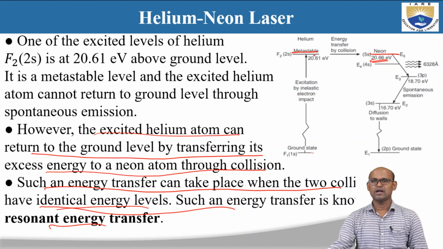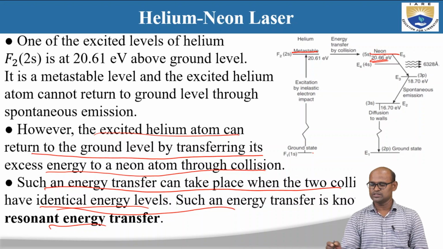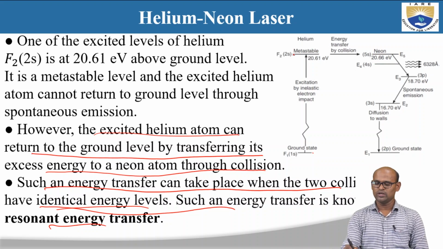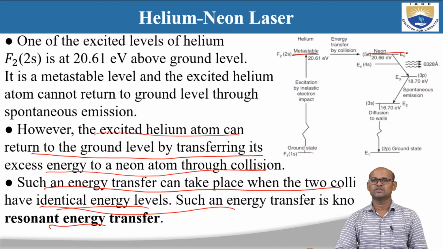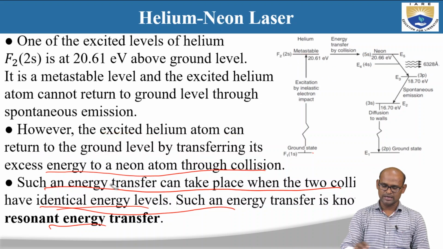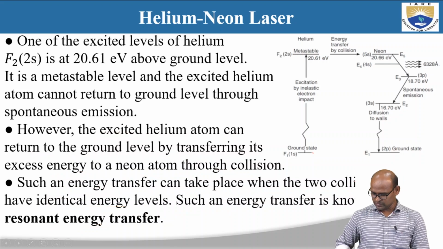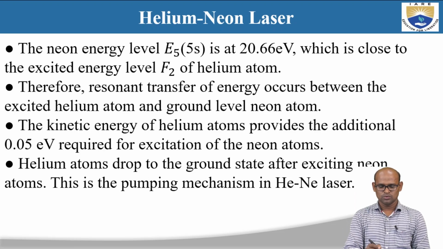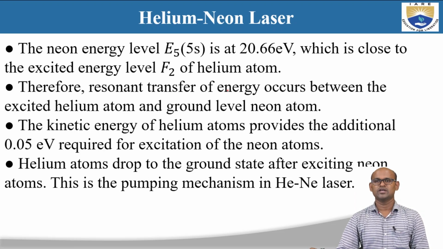So now this helium atom is going to transfer its energy to the neon atom, and the excess energy of 0.05 is going to come to the neon atom through the kinetic energy of the helium. That is how this helium atom transfers energy to the neon atom, and that is possible only when the two atoms have identical energy levels. Such energy transfer is called resonant energy transfer. By transferring energy to the neon atoms, helium atoms decay to the ground state. Therefore, resonant transfer of energy occurs between the excited helium and the ground level neon atom.